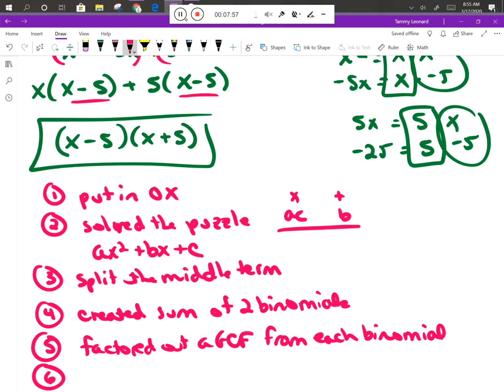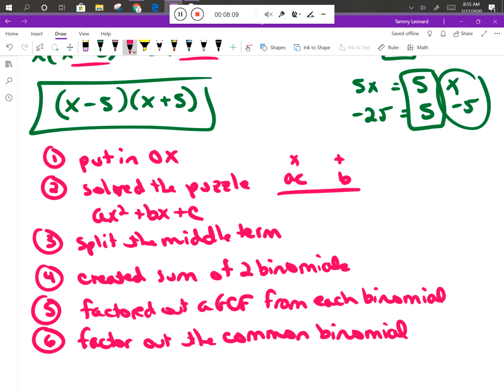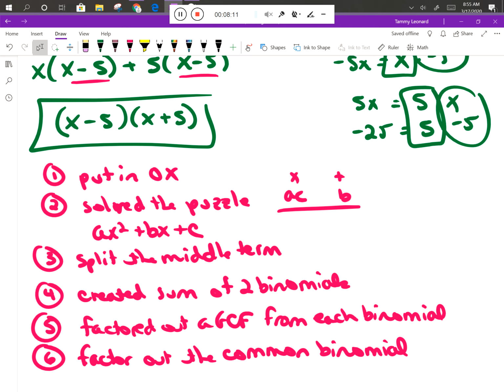And then our last step, step 6, is to factor out the common binomial. That's where we recognize that they each had an x minus 5, so we factored it out and we wrote the other factor. So those are the 6 steps that go into one of those funny little binomial problems.